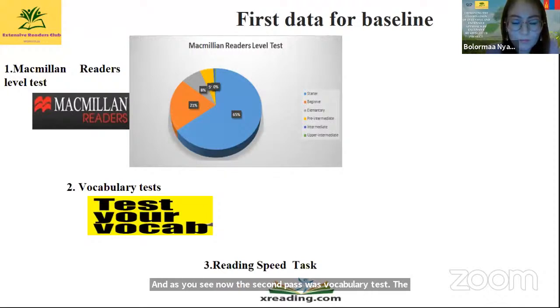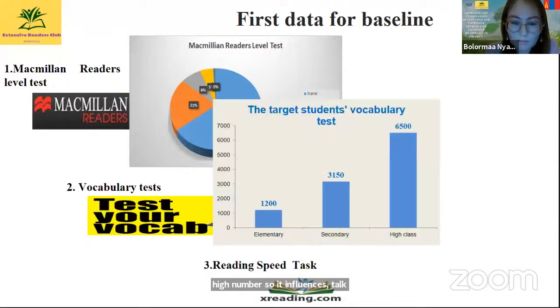Then, as you see now, the second task was the vocabulary test. The second week was also a vocabulary task for the students. Almost all did well, but we need to be more constructive with the students in the following tasks on this test. For example, some of the students' reading level was elementary starter, but in this task, they got quite high numbers, so it influences the total average, and the data is affected by a couple of the students' vocabulary levels. Our selected 300 students' average vocabulary was 3,600 words. You can see each level of the students' average vocabulary on the screen.